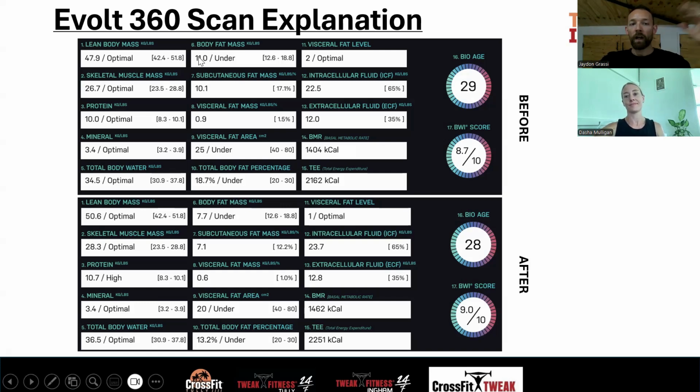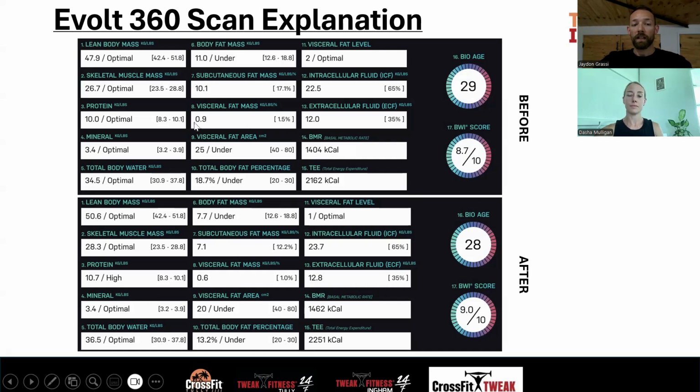All right. Okay. So on that, you can see body fat mass, and bullet point number 6 was 11 kilos, now down to 7.7 kilos. Subcutaneous body fat from 10.1 kilos to 7.1 kilos. That's a significant drop. So this person should feel significantly more lean.